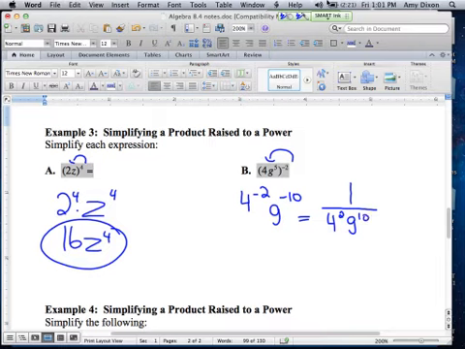We have to go one more step, though, because we can figure out what 4 squared is. What's 4 squared? Not 8. 4 times 2 is 8. 16. So 1 over 16 g to the 10. Any questions on these examples?